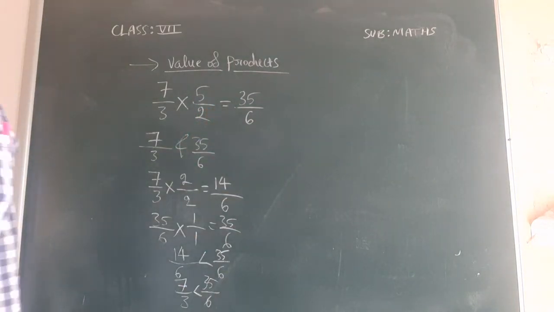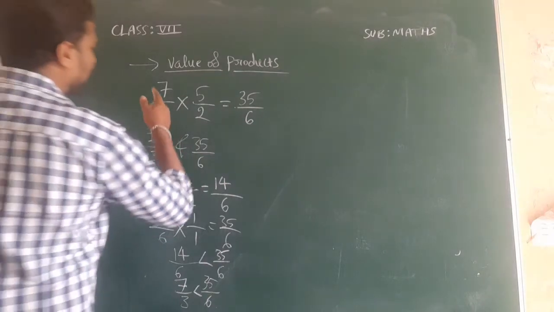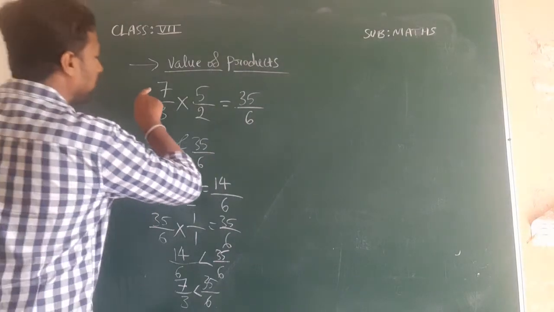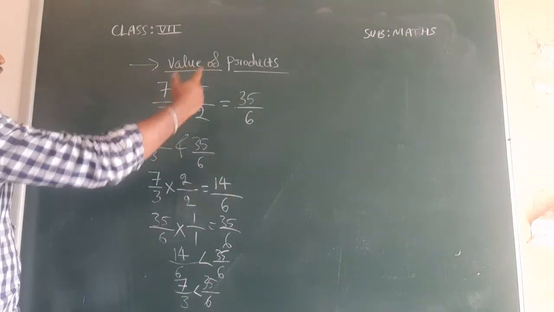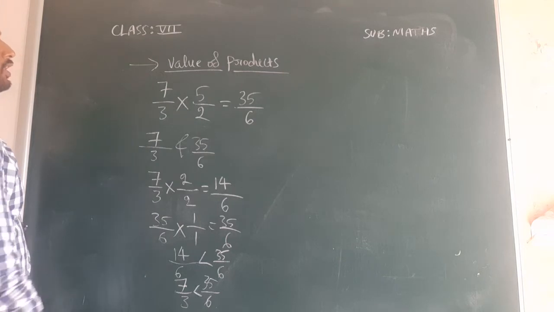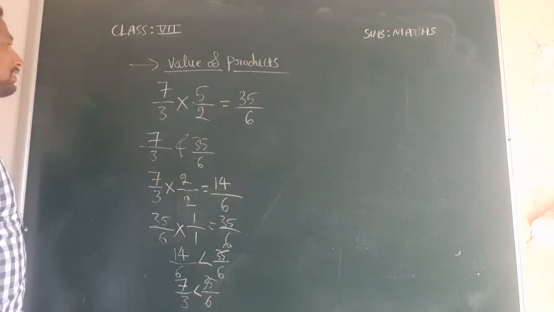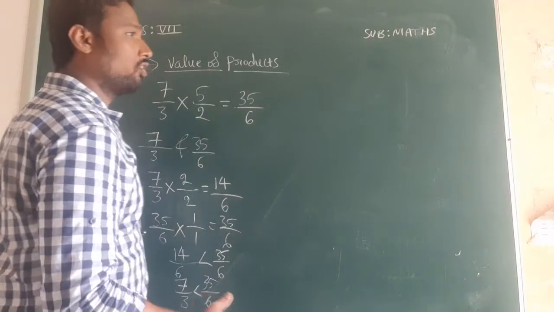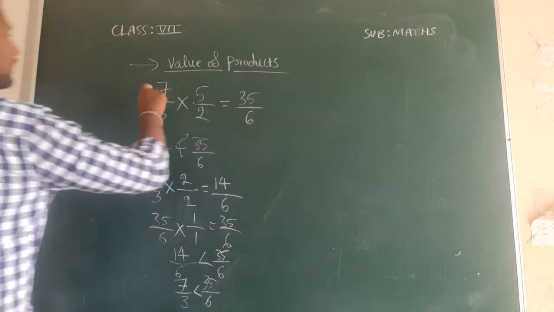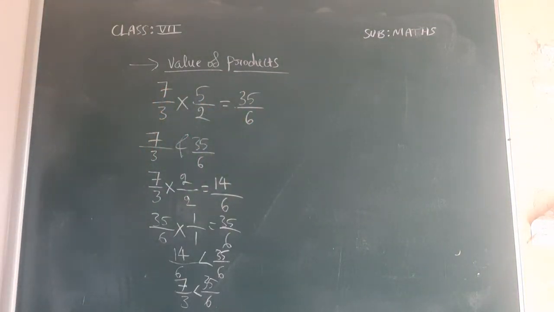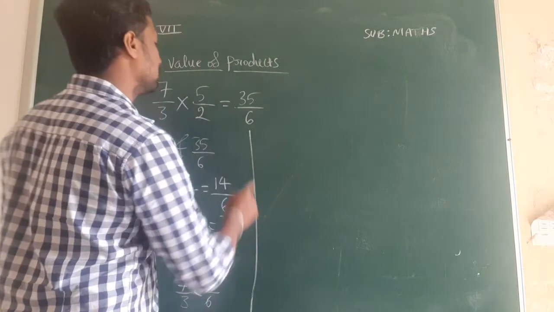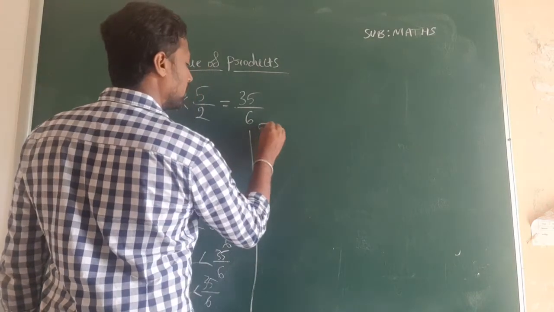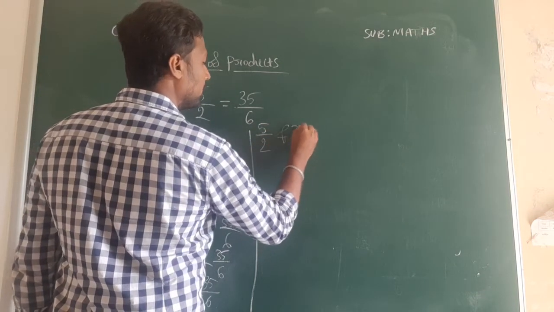Like the previous example I explained in the previous class, when you have proper fractions and compare, the product value is less than each of the factors. But here you can observe that 35 by 6 is greater than 7 divided by 3 in improper fractions. So let us check with another value, that is 5 divided by 2. I will write here 5 divided by 2 and 35 divided by 6.